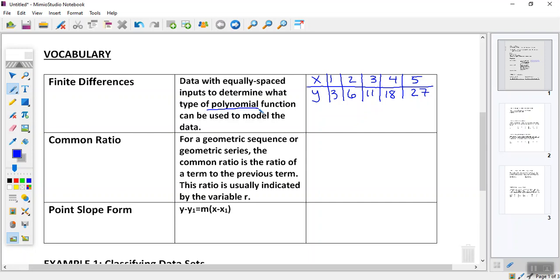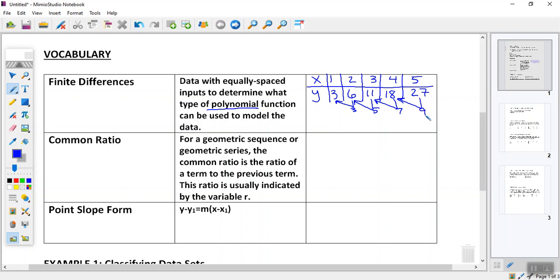Kids, what's the difference? First of all, are all the x's equally spaced? In other words, 1 to 2, 2 to 3? You have to have x values be equally spaced. What's the difference from 6 to 3? What's the difference from 11 to 6? How about 18 to 11? What is that? 27 and 18. Now is that first row of differences exactly the same, or is it changing?